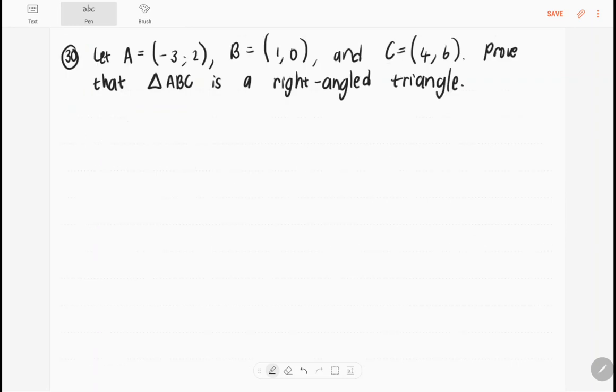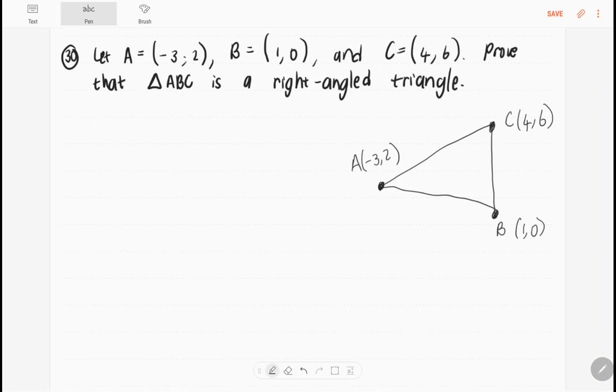Number 30 says, let A be the point minus 3, 2, B the point 1, 0, and C the point 4, 6. Prove that triangle ABC is a right angled triangle. Right, so I'm just going to draw the 3 points wherever. So this is A with coordinates minus 3, 2. This is B with coordinates 1, 0. And this is C with coordinates 4, 6. And then I'm just going to draw a triangle.